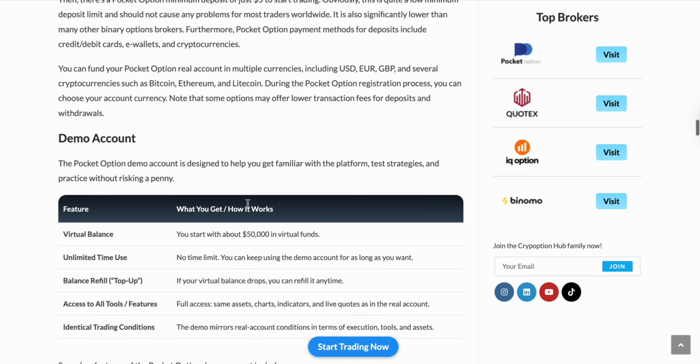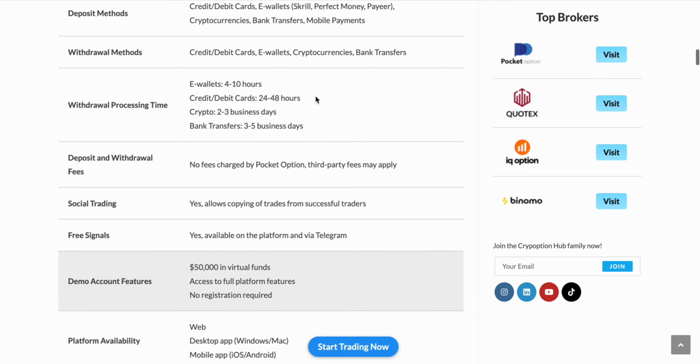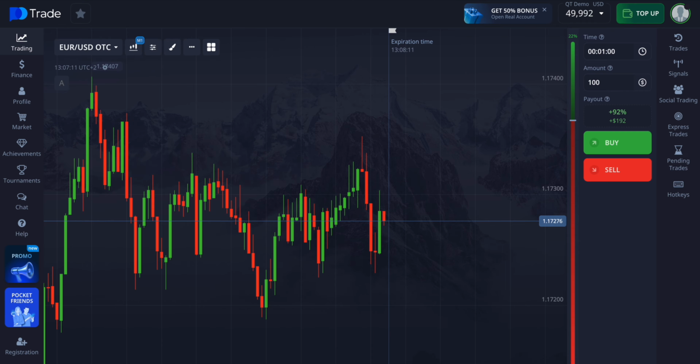So, this is Crypto Option Hub, and you can check out our website for tons of information about reliable brokers, because you don't want to get scammed. At the end of the day, if you profit even 100K after a month and they won't pay you, it's like you've done nothing and you've lost money, all right? So pay attention to this tip.